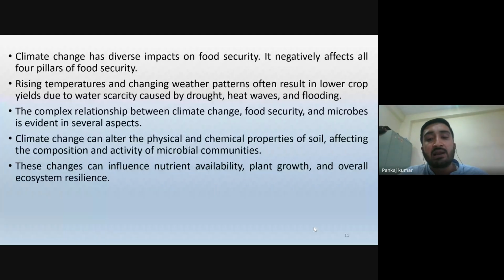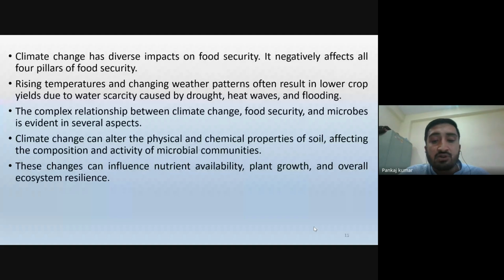Climate change can alter the physical and chemical properties of soil. Due to the increase in climate change, the temperature is increasing, which will also affect the soil. As we see, the increase in industries will emit gases, and these gases will mix with the rainwater, and sometimes acid rain is caused. It is also altering the proper chemical properties of soil, and that soil will not be available for farming and other activities, which will affect the composition and activity of microbial communities.